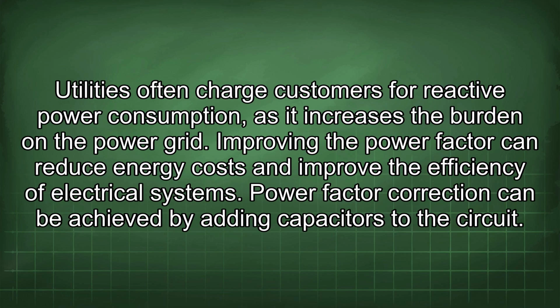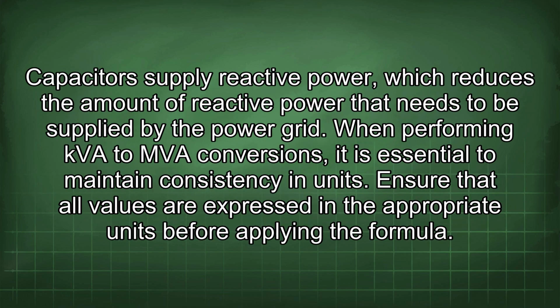Utilities often charge customers for reactive power consumption, as it increases the burden on the power grid. Improving the power factor can reduce energy costs and improve the efficiency of electrical systems. Power factor correction can be achieved by adding capacitors to the circuit. Capacitors supply reactive power, which reduces the amount of reactive power that needs to be supplied by the power grid.